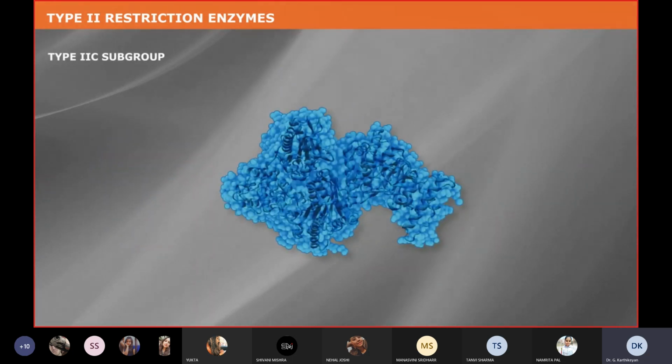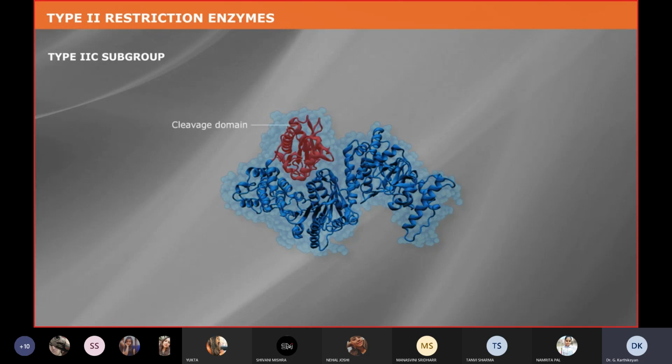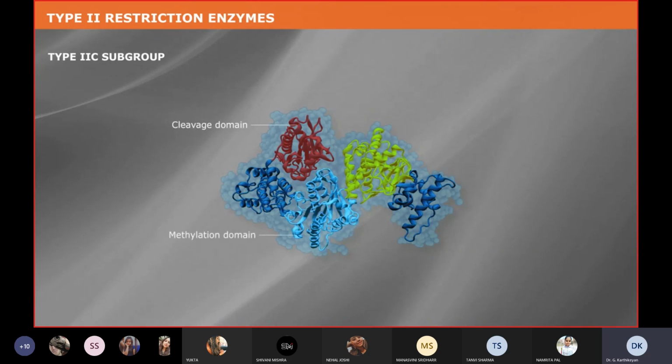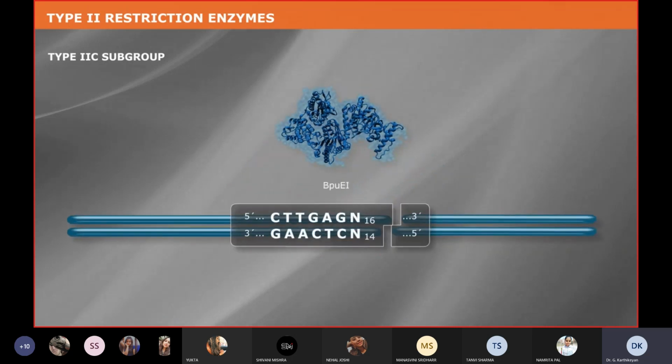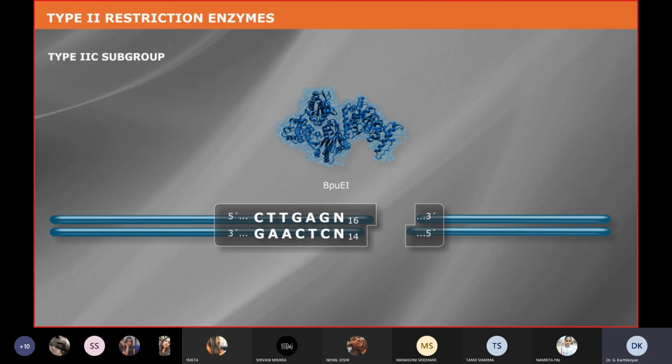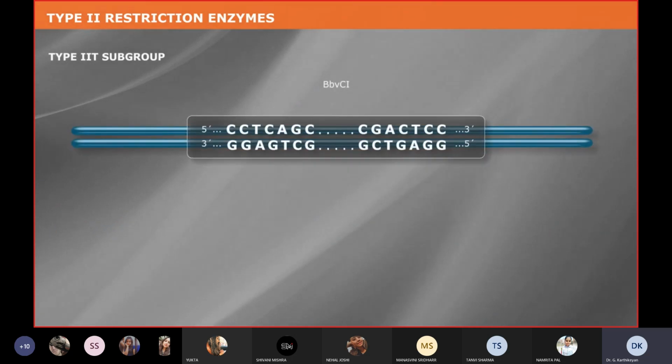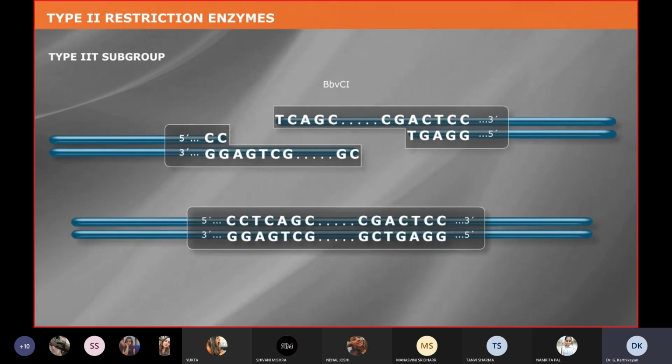In type 2C enzymes, restriction and modification activities are combined into a composite enzyme with 3 domains, one for cleavage, one for methylation, and a third for sequence recognition. Type 2C enzymes also cleave outside of the recognition sequences. Type 2T enzymes, in contrast to the previous 3 subtypes, use 2 different catalytic sites for cleavage, each specific for one particular DNA strand. Disruption of either catalytic site results in the creation of a DNA nicking enzyme that cleaves only one DNA strand.